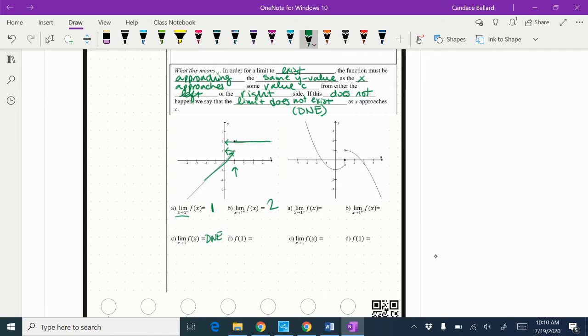And then this last one is kind of interesting. It's actually asking me, if I put this x value into the function, I'm going to erase a little bit on there just so you can see this a little bit better. If I put that x value of 1 in, where is it solid, or where is there a y value that exists there? And it's at 2.